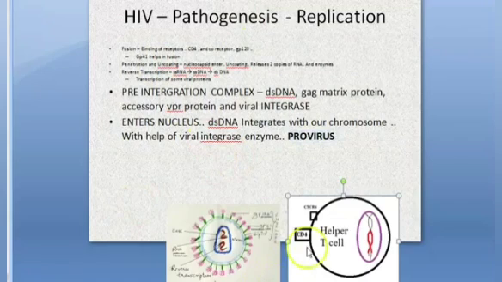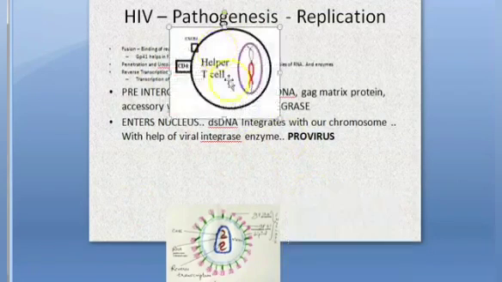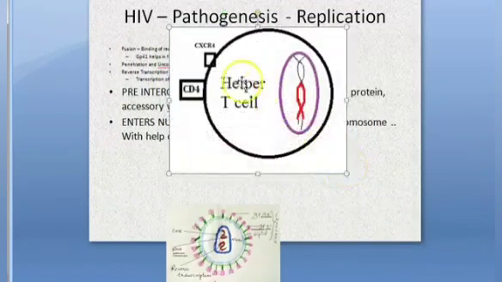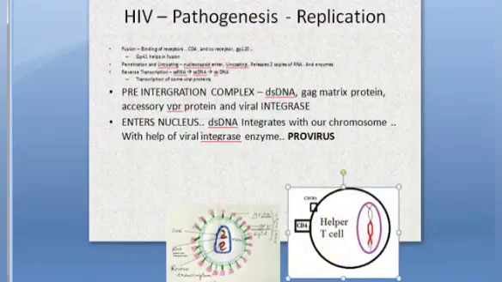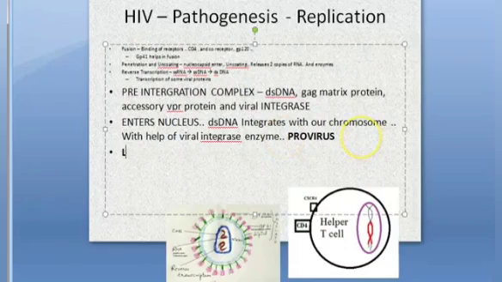So we have tried to explain here. This is the helper T cell. This is the nucleus. Inside the nucleus chromosome, this viral double-stranded DNA went and got integrated. This is the provirus now. What is this now? Provirus. Very good. Then there is latency.